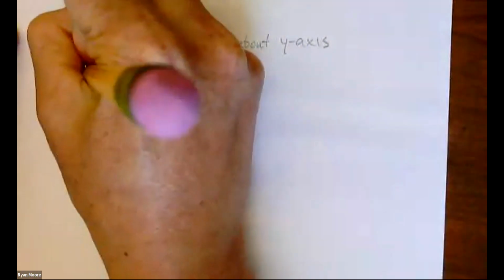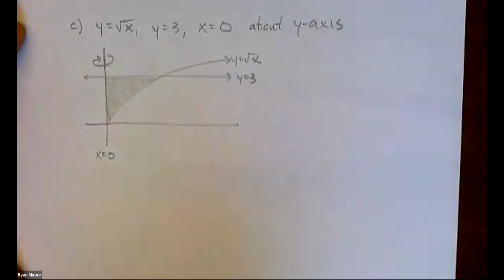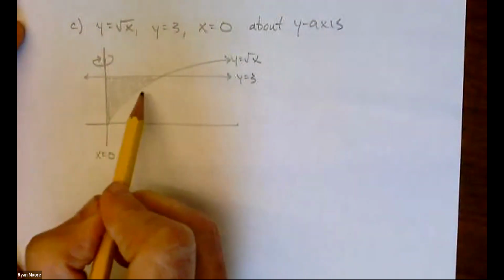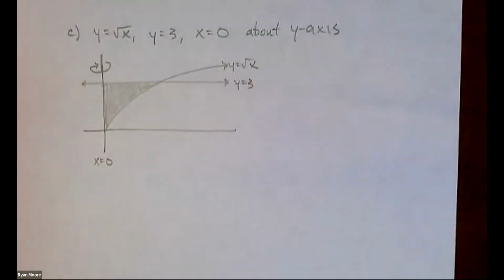But now we rotate this way. So it's spinning like that, and it would kind of look like a top, right? After it's done spinning.